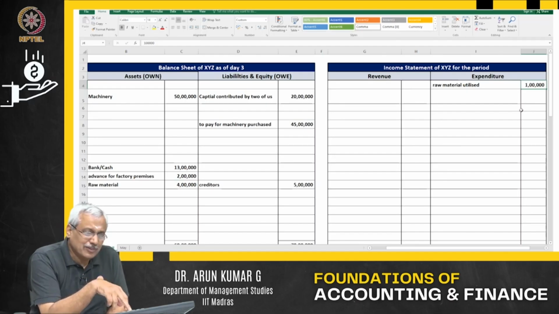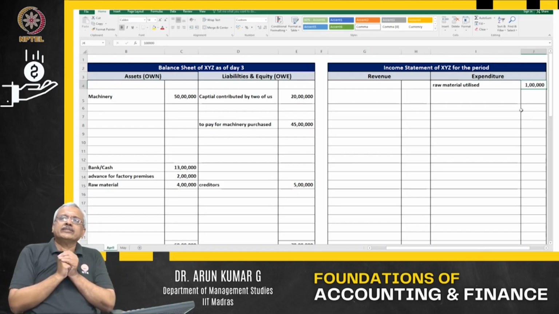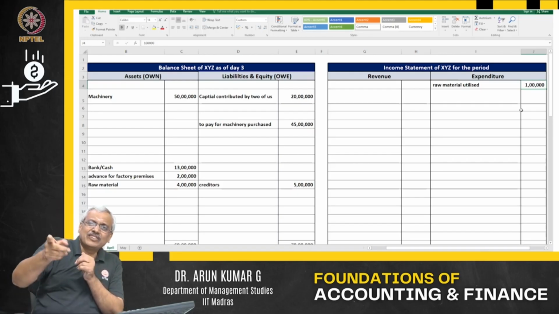Next, once I have utilized what I own, it has dropped from 5 lakhs to 4 lakhs. Once I have utilized it, it becomes my expenditure. I utilized it. What did I say? I produce the end product, sell it for 1.5 lakhs on a 30-day credit. So what has happened? Revenue.